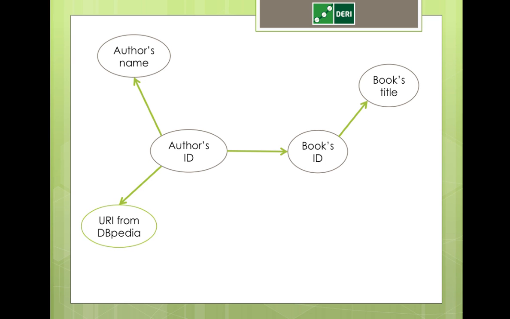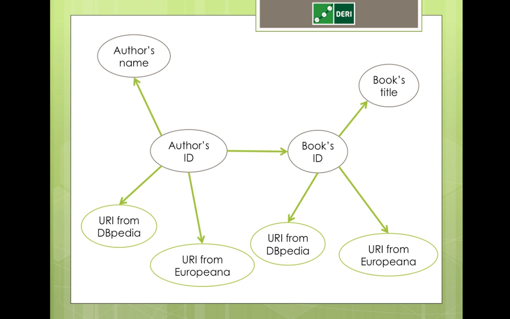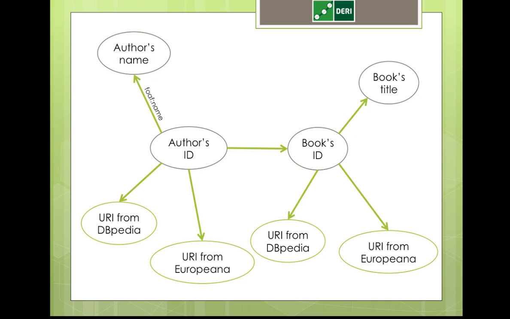Moreover, we also want to find some connections to external data sources such as DBpedia and Europeana. Another extra piece of information which you can add to our graph is the relation. So ID refers to a name, the author's name. Book's ID refers to the title, the book title. And author is a creator of a book. We can also build the same-as relation between our graph and links to DBpedia and Europeana.